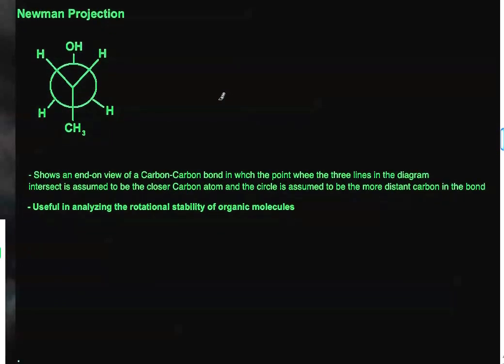Next we have the Newman projection. This projection shows basically an end-on view of a carbon-carbon bond within a molecule. So the way that you focus on this bond in this case is the intersection of these three lines, as shown here, illustrates the front carbon in a bond, whereas the more distant carbon is shown as this circle behind it. Now this becomes very useful when analyzing the rotational stability of a molecule, as you can see how each of these groups will rotate in relation to the focused bond.